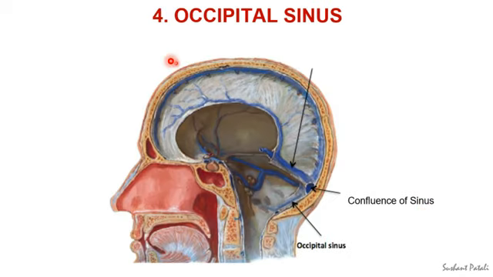The next unpaired dural venous sinus is the occipital sinus. It is the smallest sinus, remember, and it is situated along the attached margin of the falx cerebelli. It begins as small radicles near the margin of the foramen magnum, and it terminates into the confluence of the sinuses.